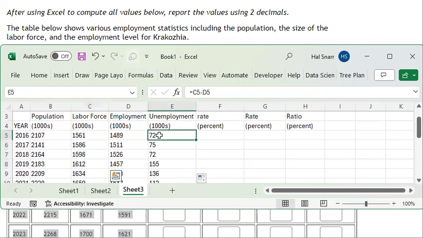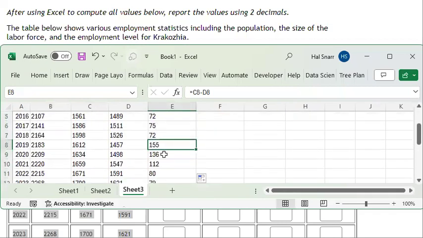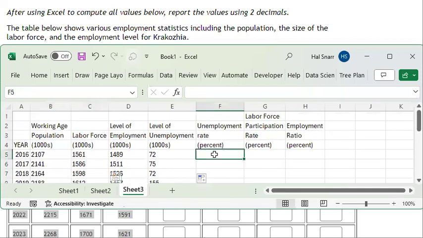Okay. But the unemployment level rises, peaks, and then falls. But we can't compare these two numbers. So what we want to do is calculate the unemployment rate. And the unemployment rate is just the level of unemployment divided by the labor force size. And we're going to multiply it by 100 to convert it to a percentage.